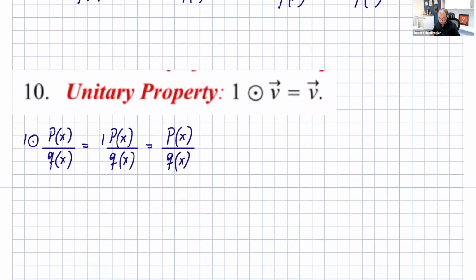And finally, if you do 1 scalar P of x over Q of x, that's 1 times P of x over Q of x, and that's P of x over Q of x. And all 10 of them are satisfied. So this is a vector space.